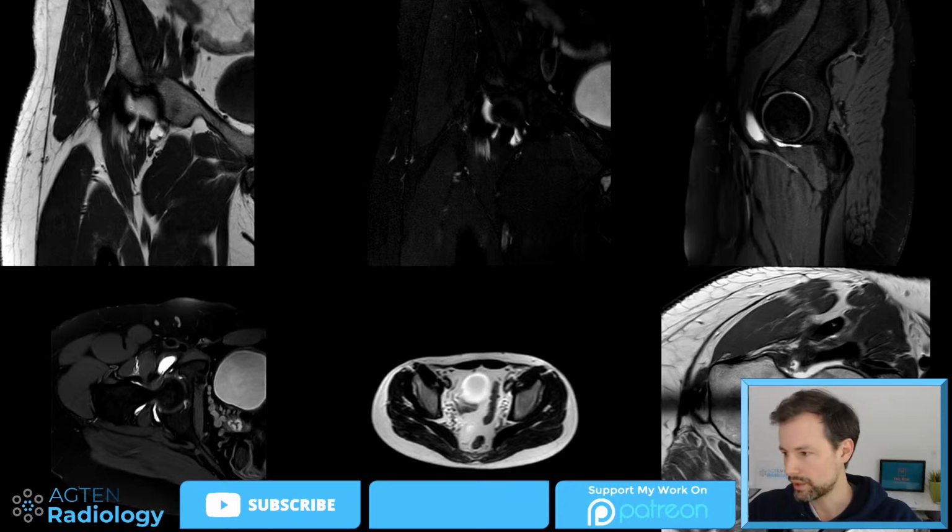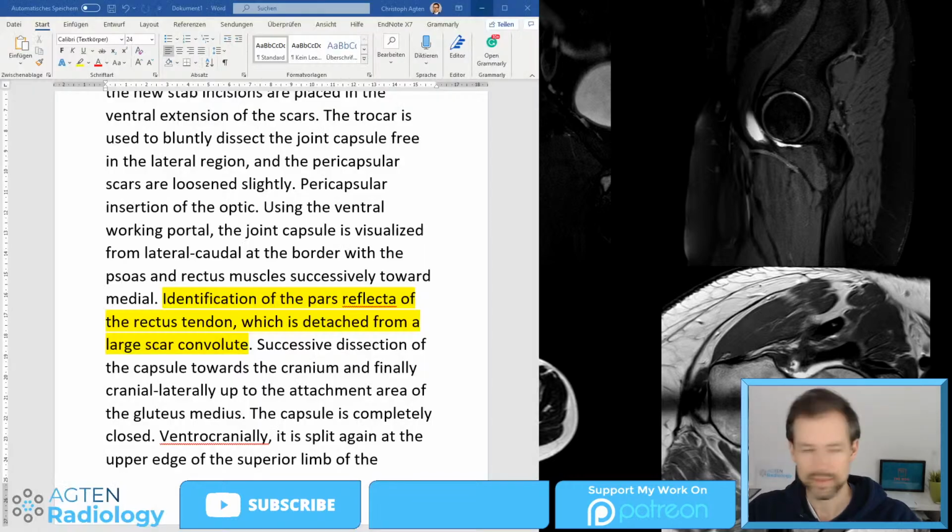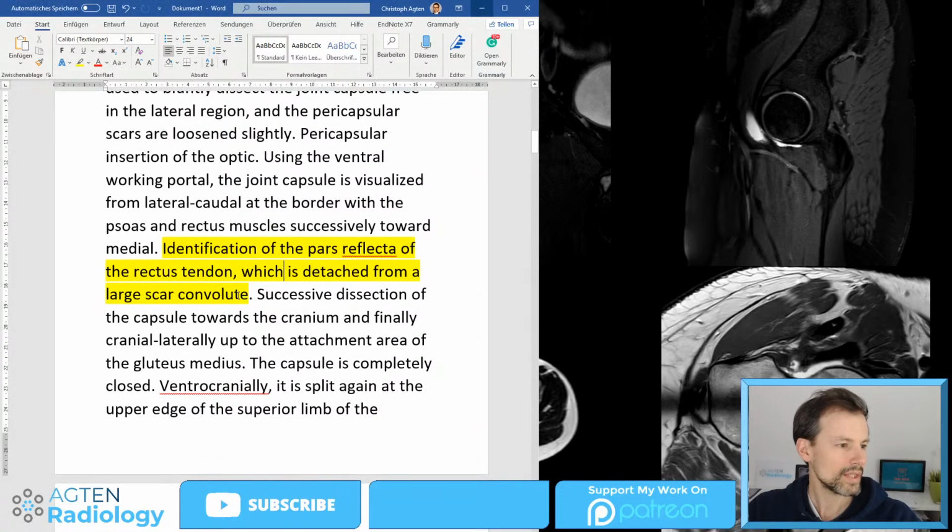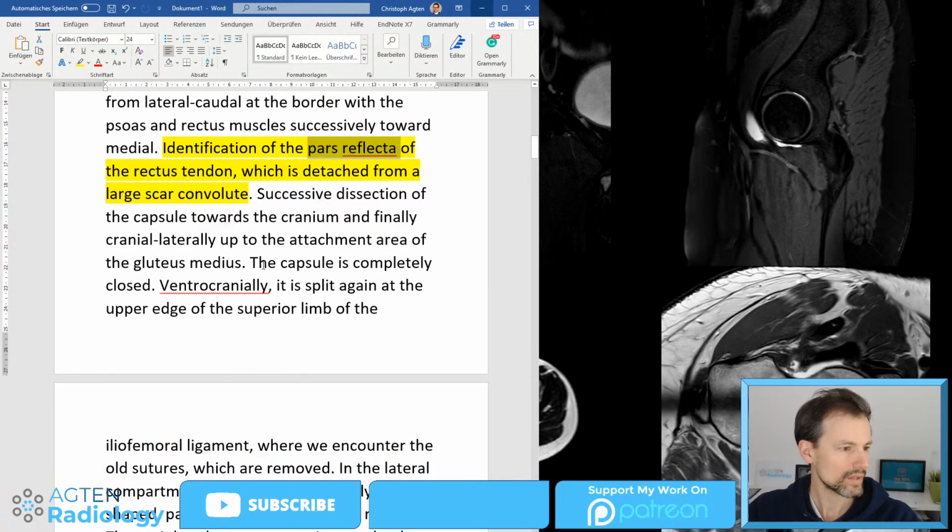So let's go back to the, let's see, where is it? Translation. Yes, there it is. So that's this large scar convolute along the pars reflexa of the rectus tendon. So basically they went further. They saw there that the capsule was completely closed.